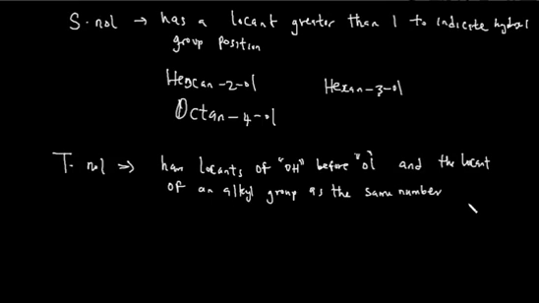Look at what I mean. If you see that there's an alkyl group in the compound, and the number of the alkyl group and the number before the -ol are the same thing, it means that it is tertiary. But if they are not the same thing, it is secondary. Look at what I mean.